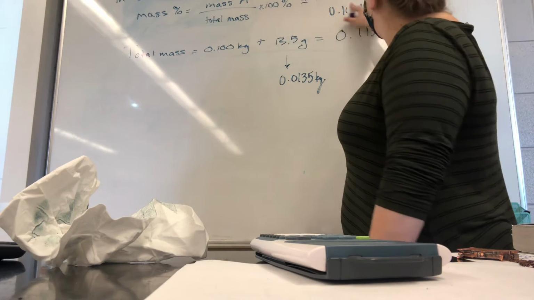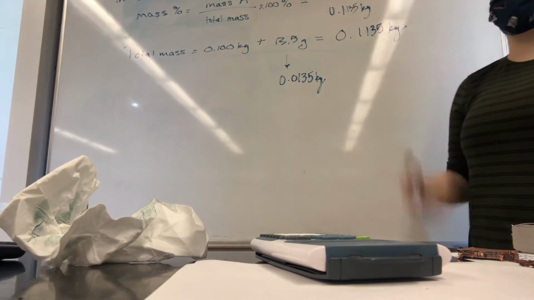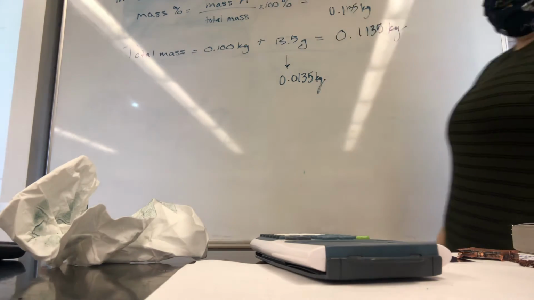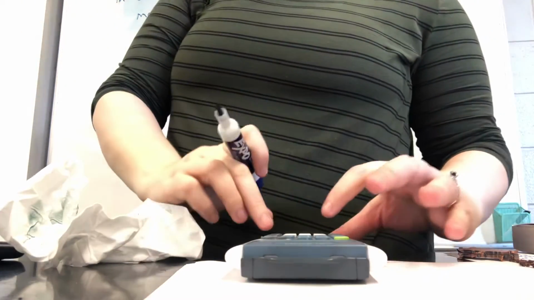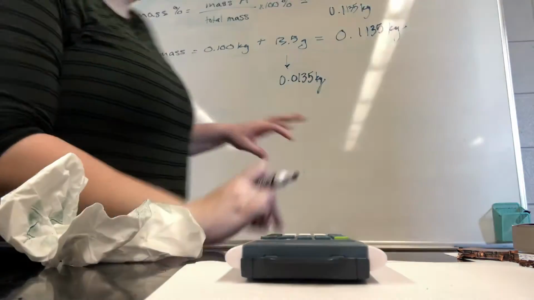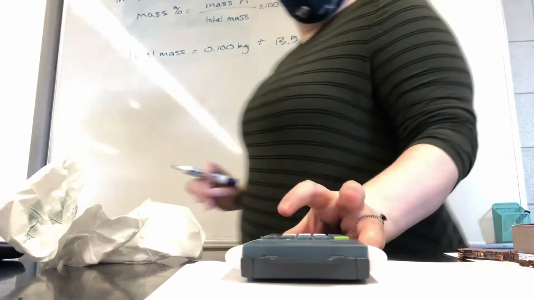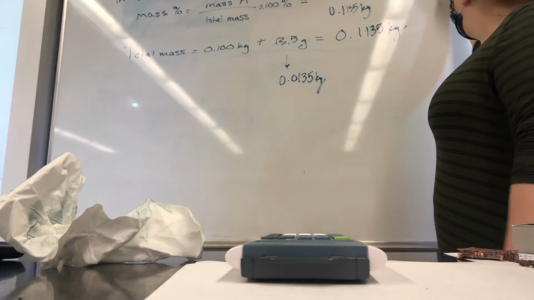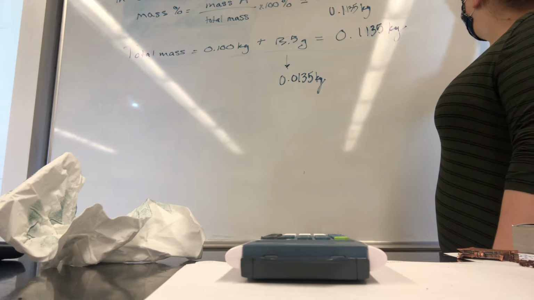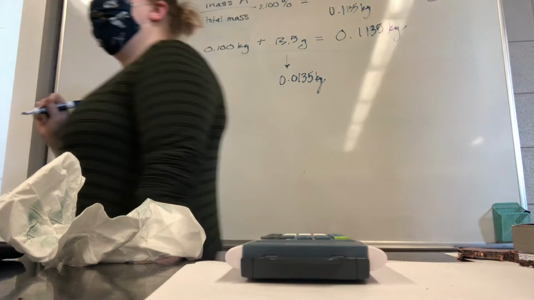Oh, you're right. I'm sorry. My bad. Total mass of the solution, right? So that's solute plus solvent. You're right. 0.0135 divided by... So yeah, 11.9%. That's what I got. Yeah.